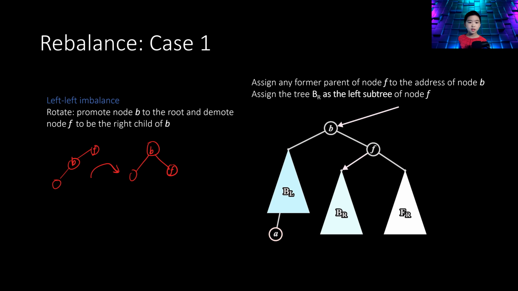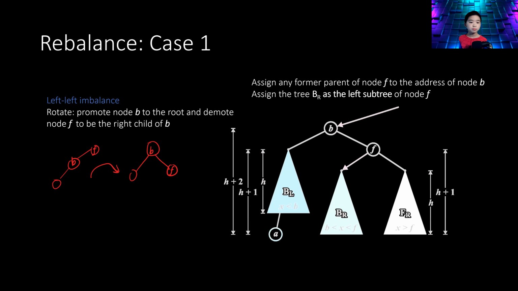Now we reconnect the subtree BR as the left child of the node F, and reconnect the node F's parent to the node B. We can check the heights for each subtree now. It is all balanced.